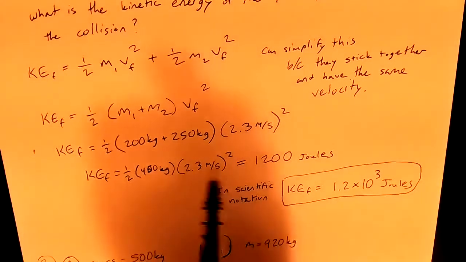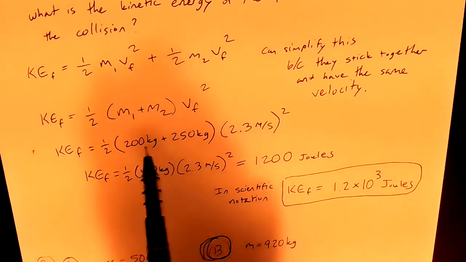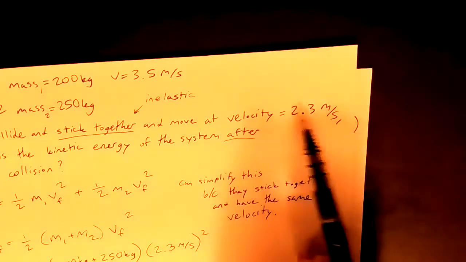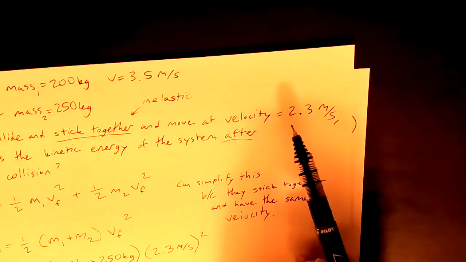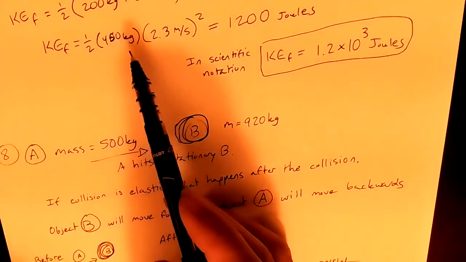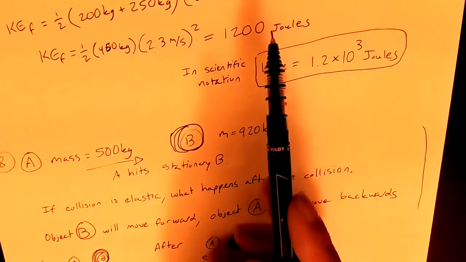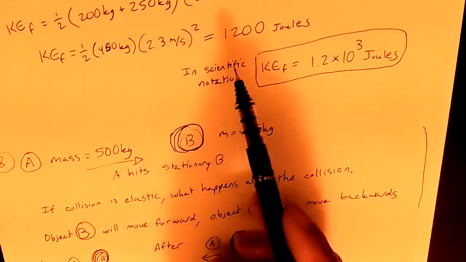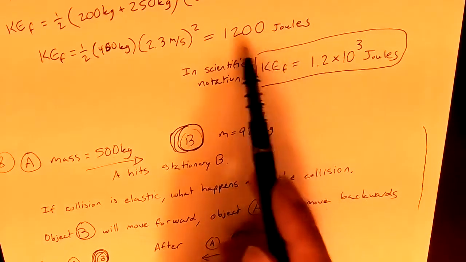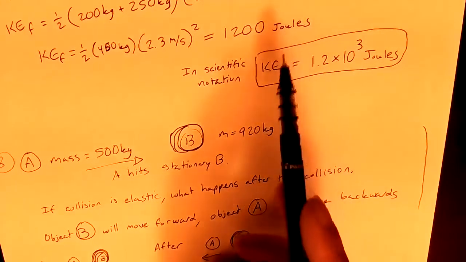And then we have the final velocity too. We're told that after the collision, they're moving at 2.3 meters per second. So after that, you get 1/2 times 450 kilograms times 2.3 squared, and you get 1,200 joules. But the answers are given in scientific notation, so you have to put a decimal place there, and then multiply by 10 to the third power.